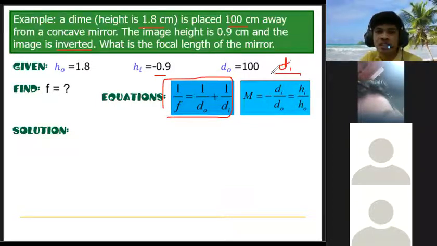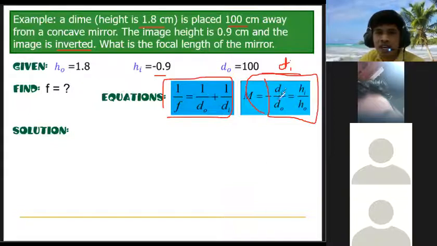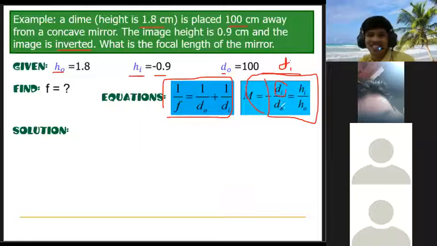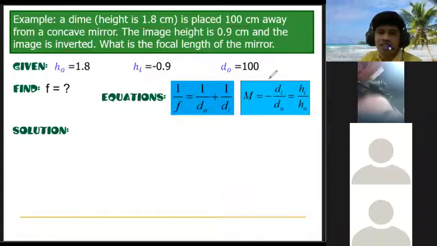First, we can use this one to get the value: negative DI over DO equals HI over HO, because we have the value for HO and we have the value for HI and we have the value for DO, meaning we can solve for DI. Okay, we can use this formula to find the value for DI.